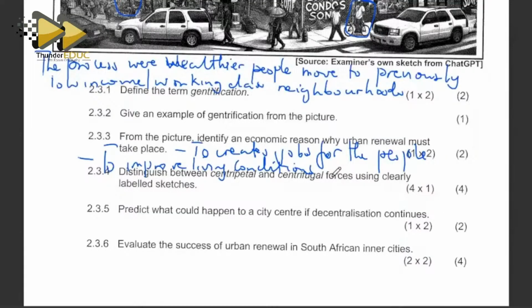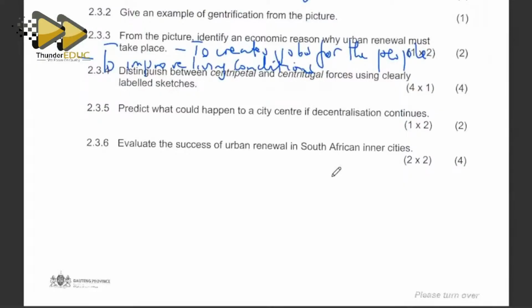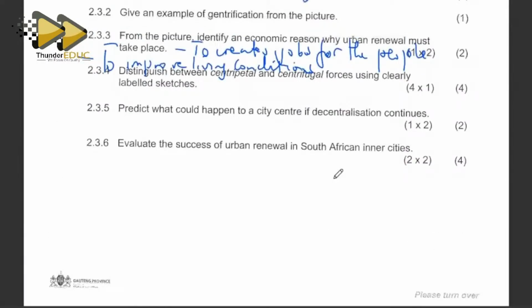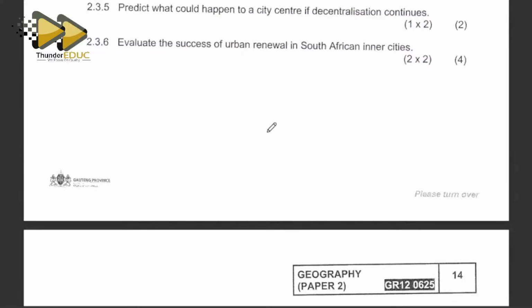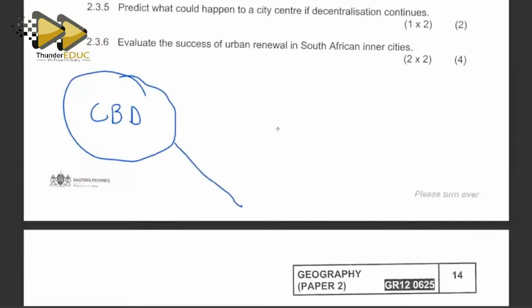Then distinguish between centripetal and centrifugal forces using clearly labeled sketches. We want to use a sketch of our own to indicate the centripetal and the centrifugal factors. We are looking at the centripetal and the centrifugal factors. We relate them to commercial decentralization from the CBD. So we are saying if you have the CBD, centrifugal factors and centripetal factors. Centripetal, they attract activities into the CBD. And the centrifugal, they repel activities from the CBD.